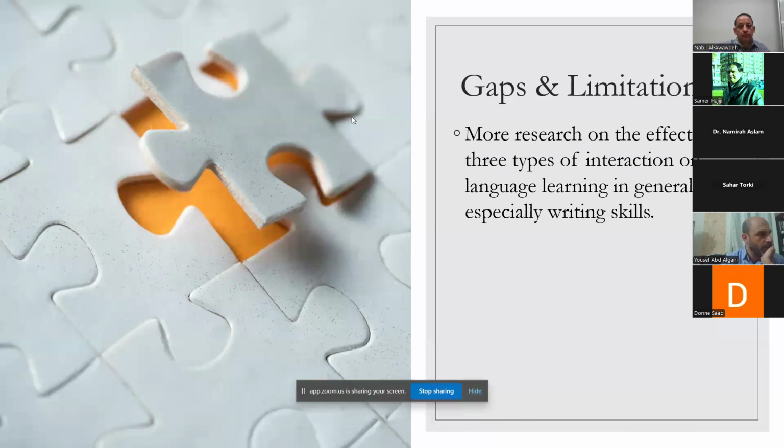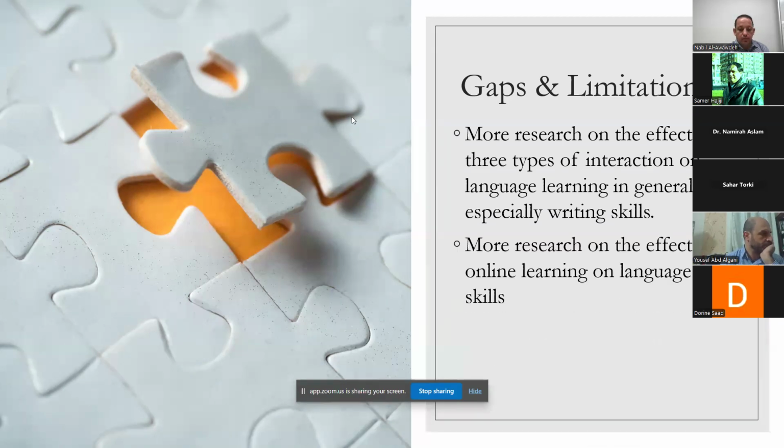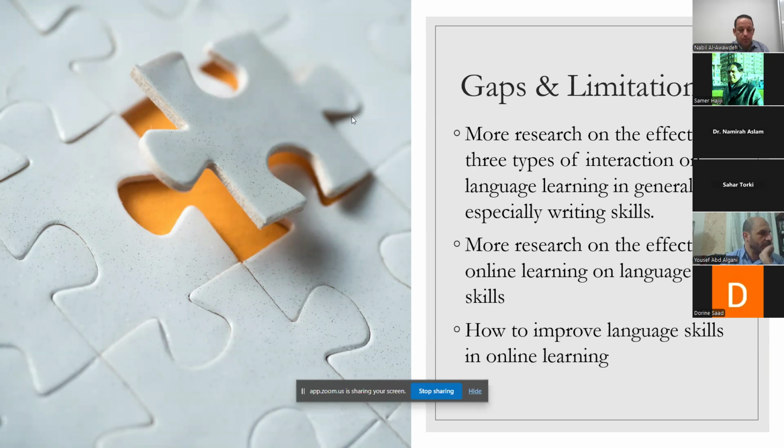So about the gaps and limitations, I think more research should be done about the effects of these three types of interaction on language learning in general, especially writing skills. And also more research should be done to find out about the effects of online learning on language skills. And also more research should be done to find some ways to improve language skills in online learning.